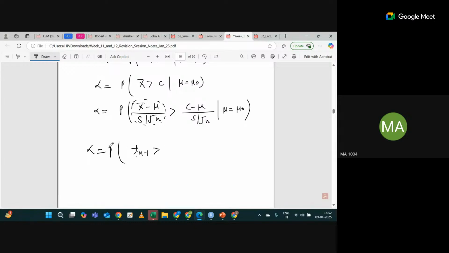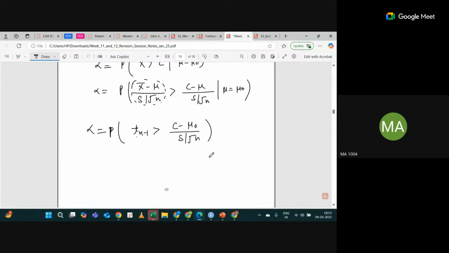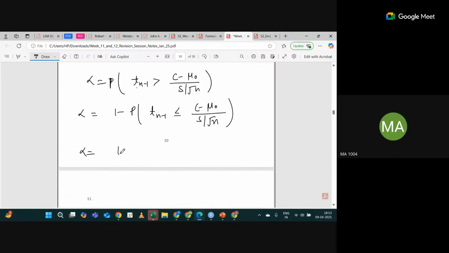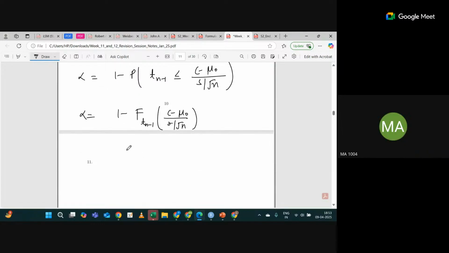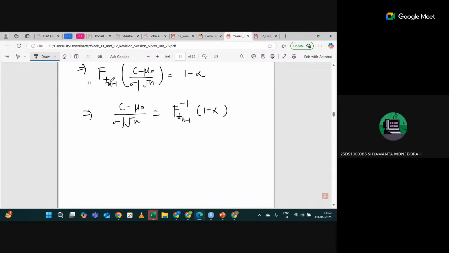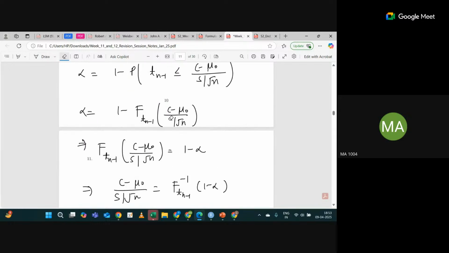We are not going into this much depth because you can find it in the lectures, and we only have to revise. So this is C minus mu naught divided by S by root n. We have to convert into the 1 minus P less than or equal to form to get the CDF form. So alpha is equal to 1 minus F T n minus 1. From here, F T n minus 1 of C minus mu naught divided by S by root n is equal to 1 minus alpha. So C minus mu naught divided by S by root n is equal to F T n minus 1 inverse of 1 minus alpha. At the end, you can substitute the value of alpha. Sorry, it's S by root n, thank you for correcting me.